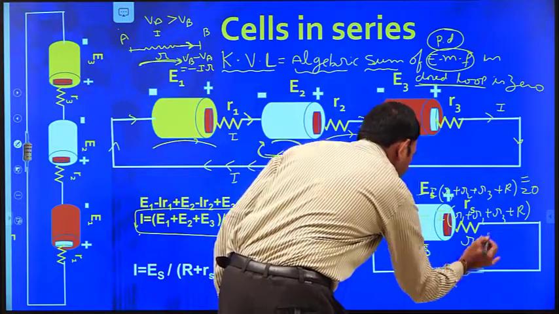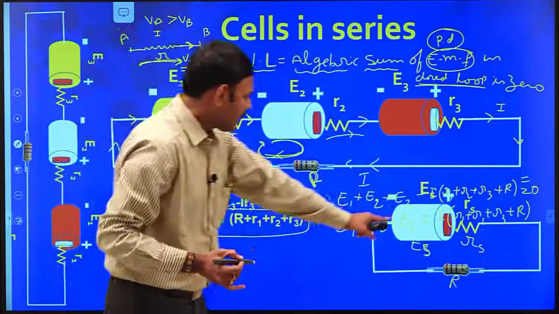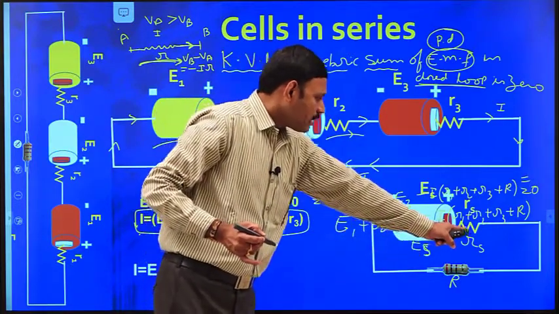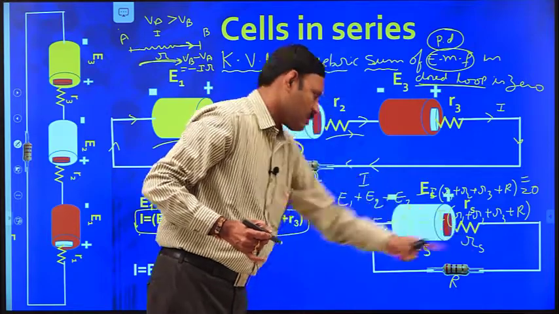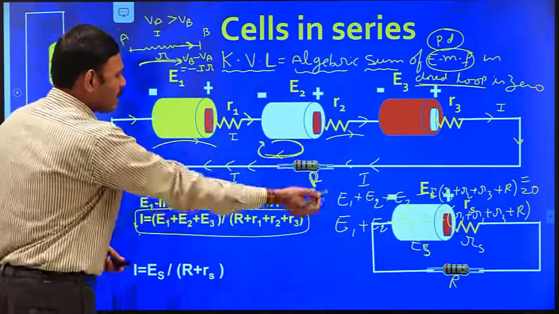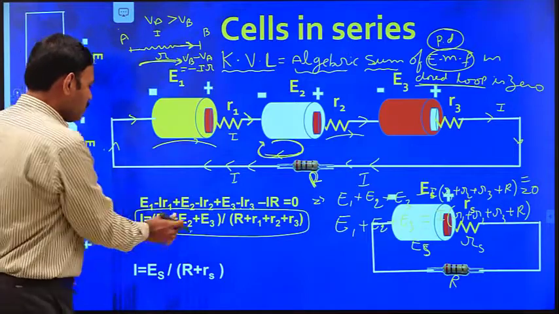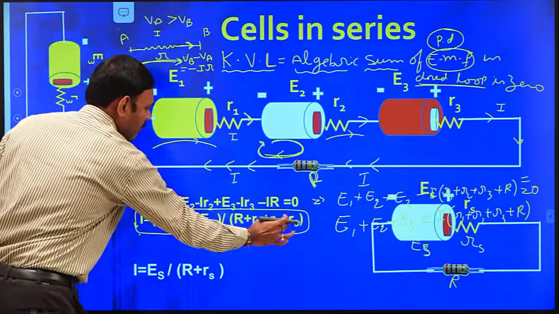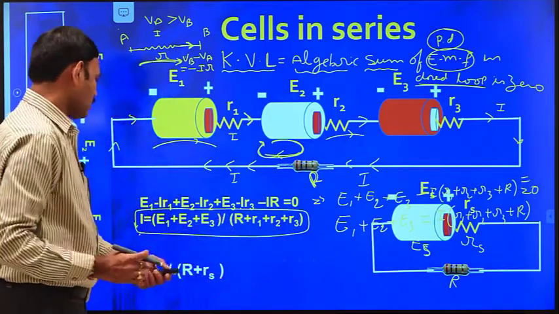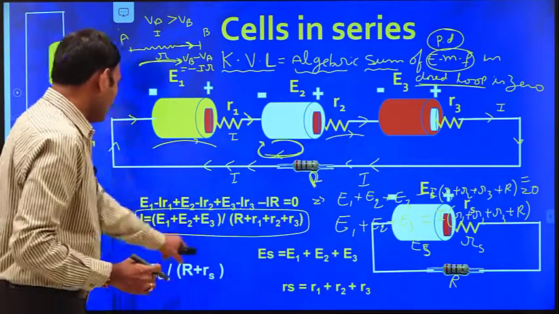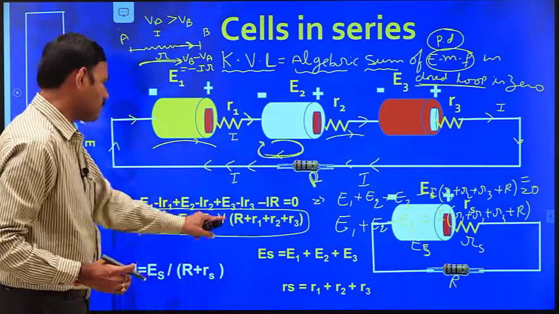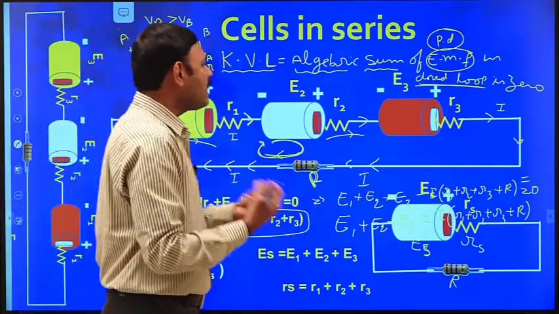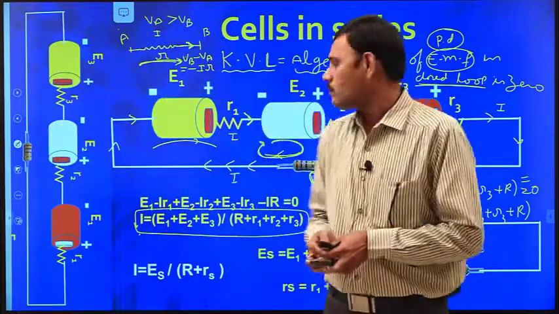So, ES is the effective EMF of the series combination, and RS is the effective resistance of the series combination. Let this be the battery of effective EMF ES, and internal resistance is RS as the effective value, and capital R is external. I is equal to this numerator considered to be ES by R plus this sum of internal resistances considered to be RS. So, here ES is considered to be E1 plus E2 plus E3. RS is considered to be R1 plus R2 plus R3. For any number of cells in series, we apply the same formula.